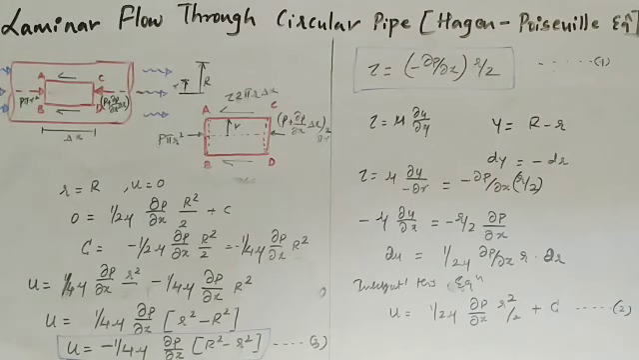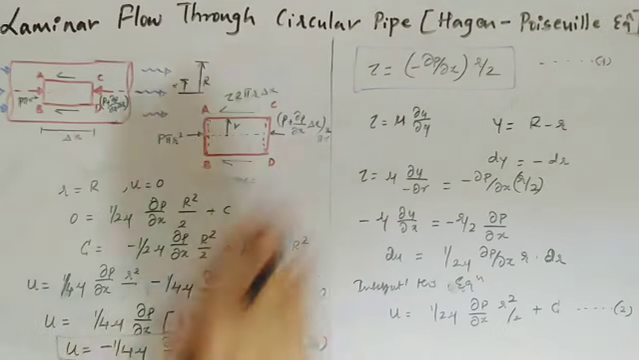Now, after identifying the velocity and shear stress, we need to identify the ratio of maximum velocity to average velocity. In most examinations, questions are asked up to identifying this ratio, and this question is asked for 10 to 12 marks. If they ask only to identify the velocity and shear stress for a circular pipe, then you need to solve up to these two equations.